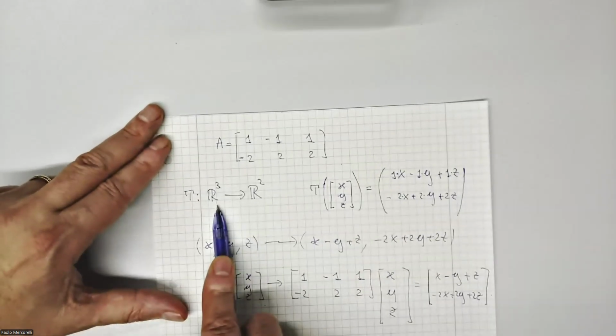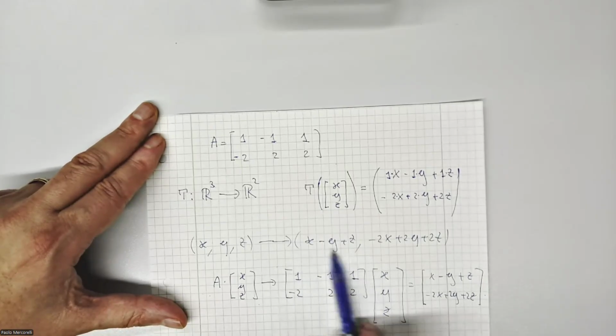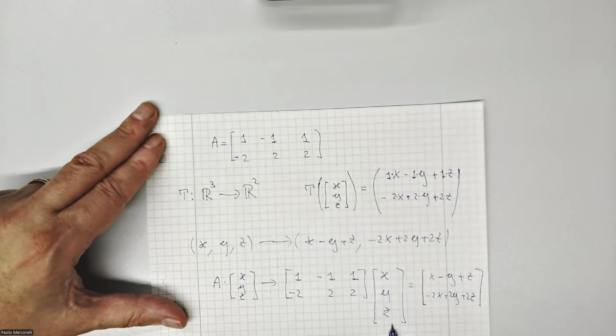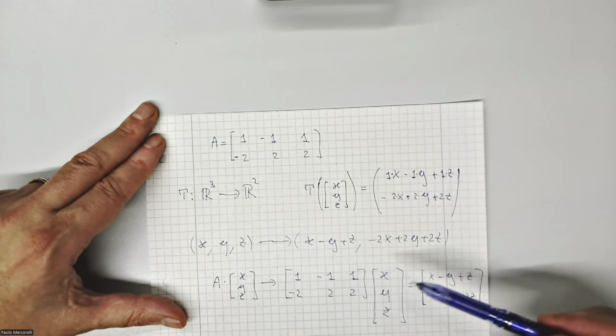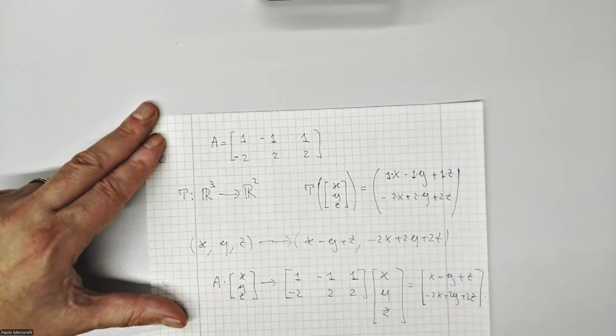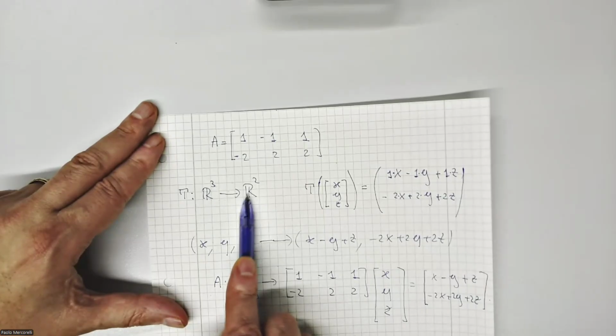Therefore, R up to 3 to R up to 2. I apply this transformation to my domain x, y, z. It must be x, y, z, because I have three columns. This means the number of columns states the dimension of the domain, R up to 3. The number of rows states the dimension of the codomain. Let me write this sentence here.